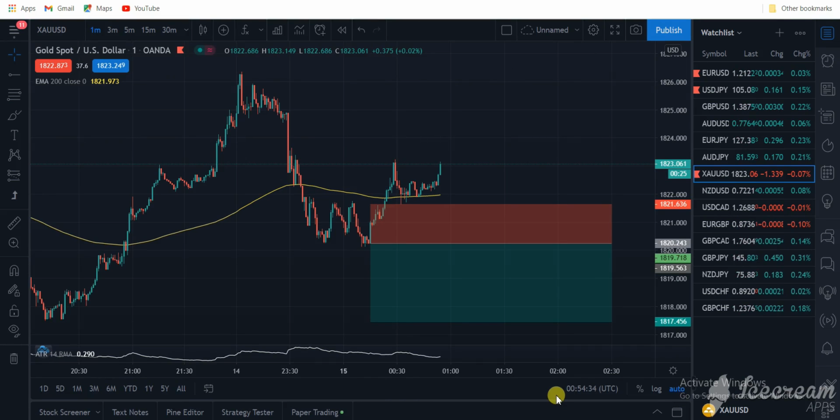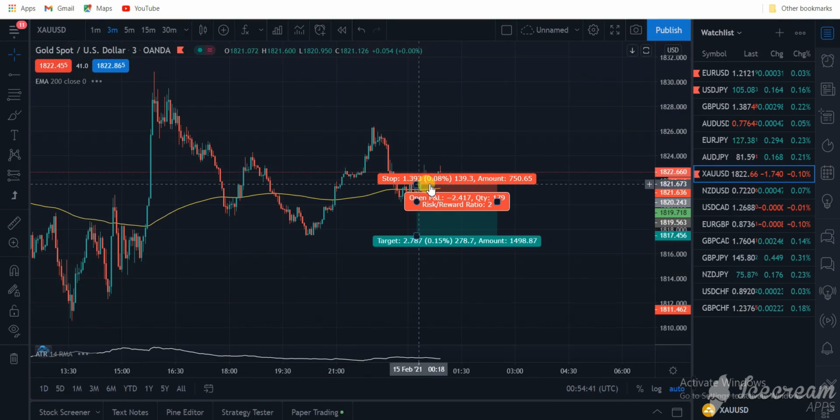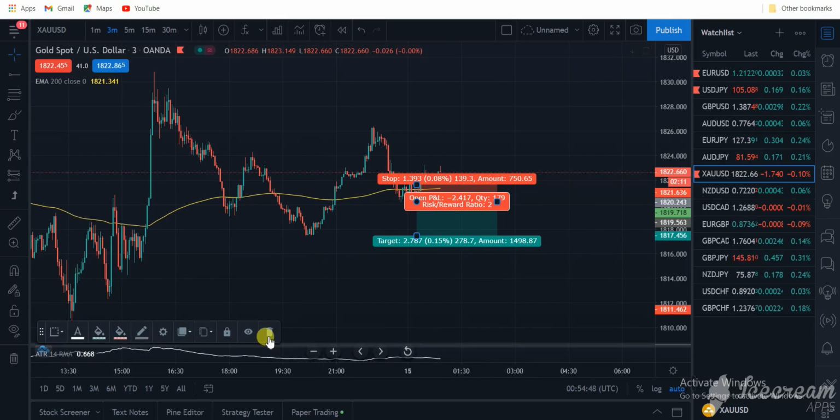Alright guys, so as you can see, we lost this trade. This is the first trade for this strategy, and we lost it. The trade went straight into a loss, so let's wait for a new setup.